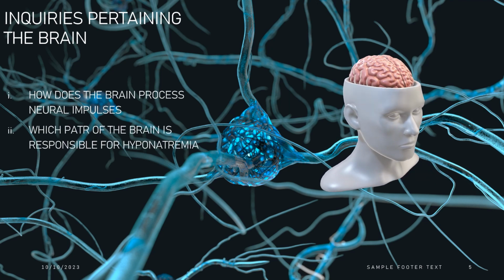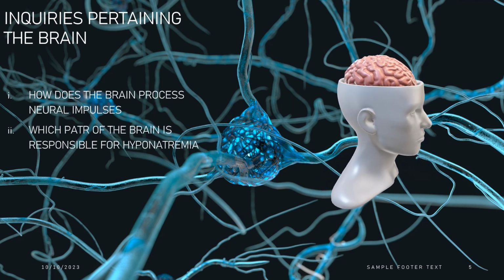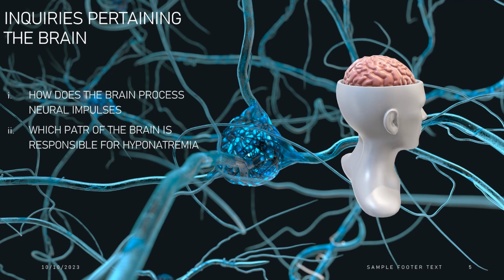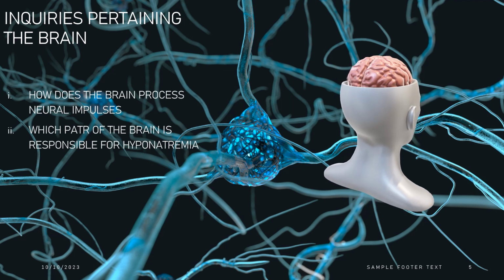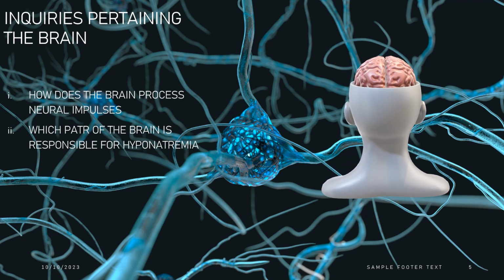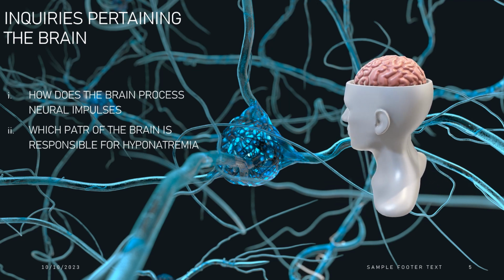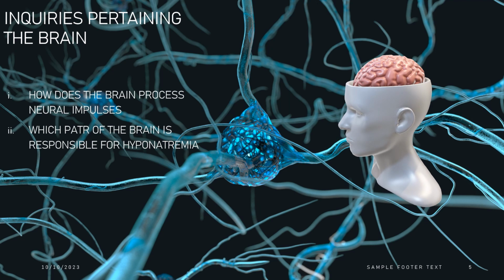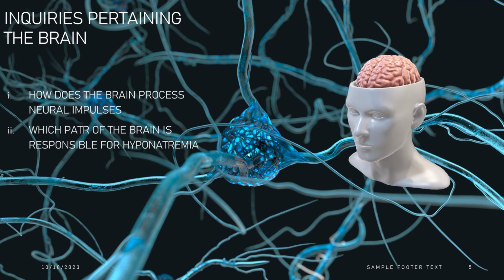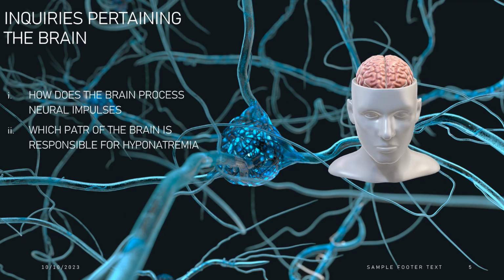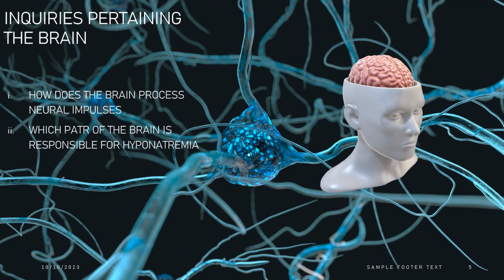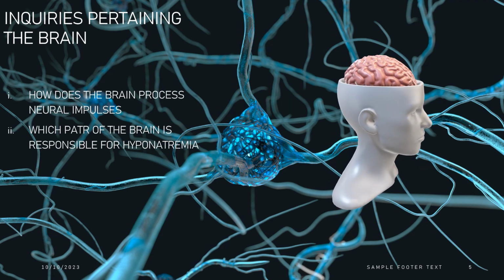It is no question that the brain is a multifunctional organ, but with that being said, I do have questions pertaining to the brain. The first question that I have with regards to the brain is, since the brain is connected to nerves such as the optic nerve and the auditory nerve, which transmit impulses to the brain, how does the brain get to process these neural impulses?